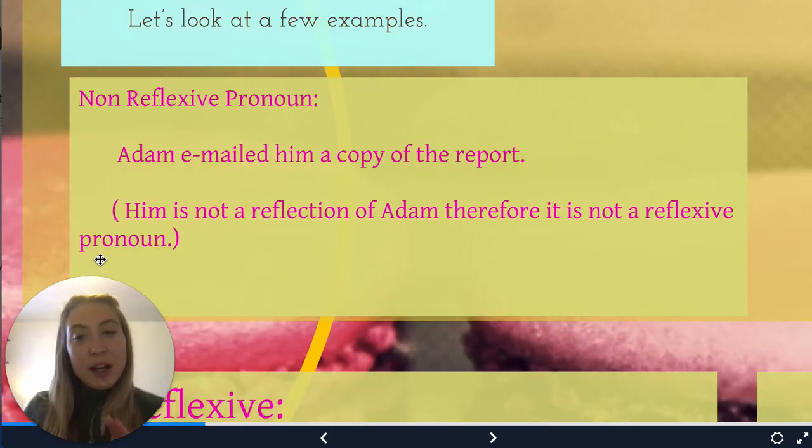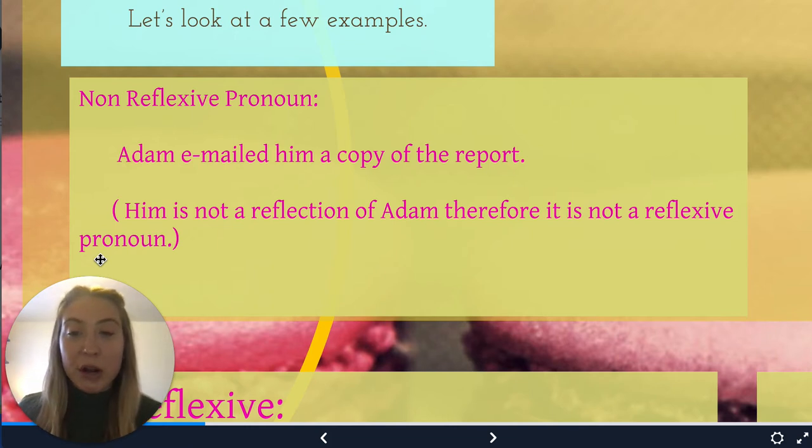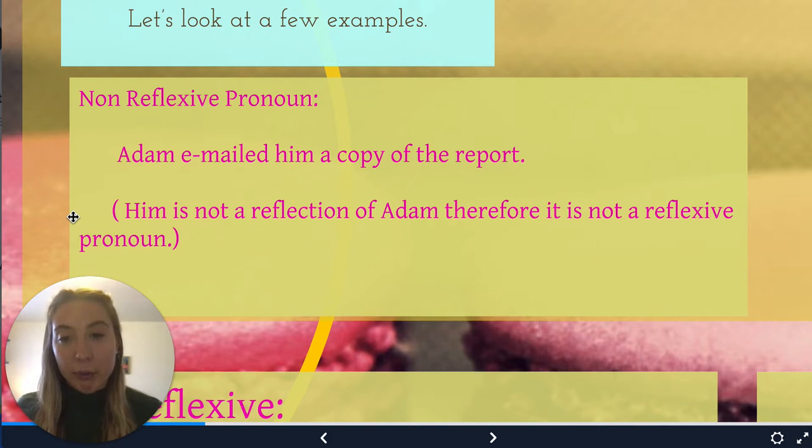So this is what we talked about last time between our personal pronouns and our reflexive pronouns. Remember, Adam emailed him a copy of the report. So him, if it doesn't end in self or selves and doesn't reflect back to the subject, then it's just a personal pronoun. Him is not a reflection of Adam because he didn't send it to himself. So he's not talking about Adam, he's talking about someone else. So that's going to be the difference. If it doesn't have self or selves, it's not referring back to the subject and it's not reflexive.